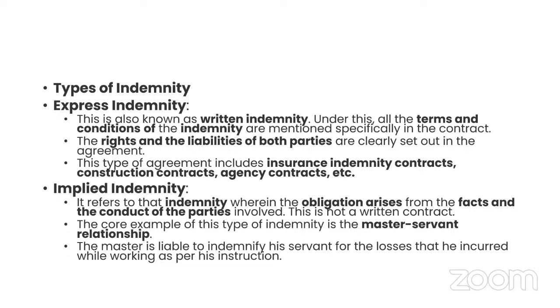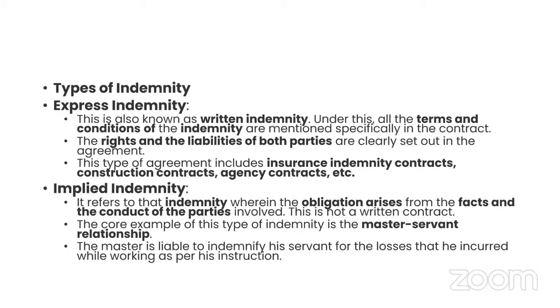Next, coming to implied indemnity. What is implied indemnity? Nothing is written here. Only based on the conduct of the parties, the obligation arises. So the best example of an implied indemnity is that of a master and servant relationship. So what does it mean? It means that there is a servant who did something on the instructions of the master, and because of that particular thing, he incurred some losses. So who is supposed to indemnify those losses?